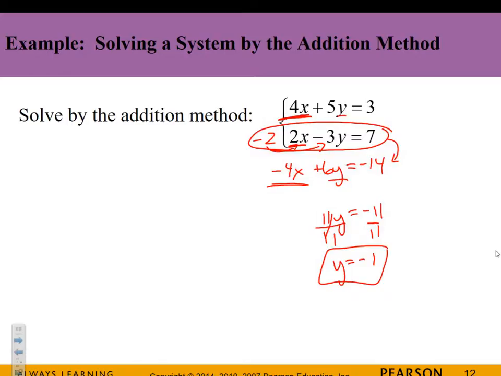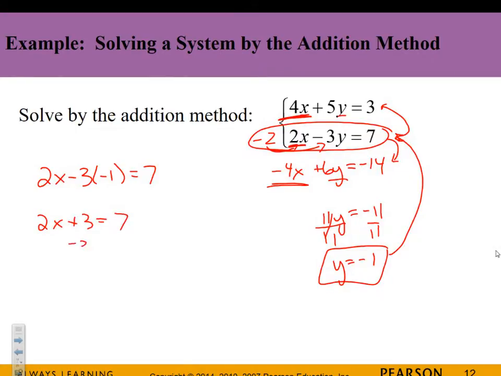Okay? And to get the x, I just got to plug this back into, it doesn't even matter which one I use. Here, I'll try the second one this time. So I've got 2 times x minus 3 times negative 1 is equal to 7. 2x plus 3 is 7. Take away 3 from both sides. 2x is equal to 4. And I see that x is equal to 2 again. So it doesn't matter which one you pick, you'll get the same thing.